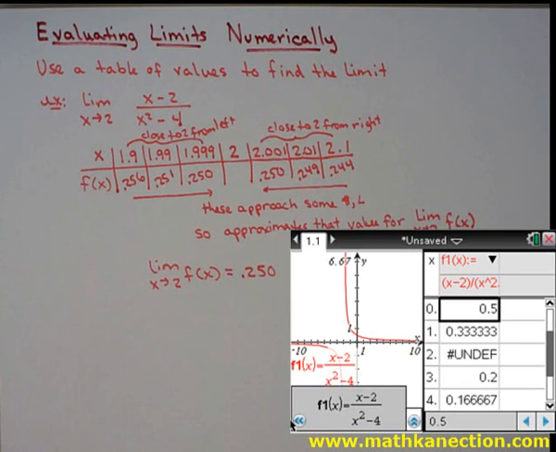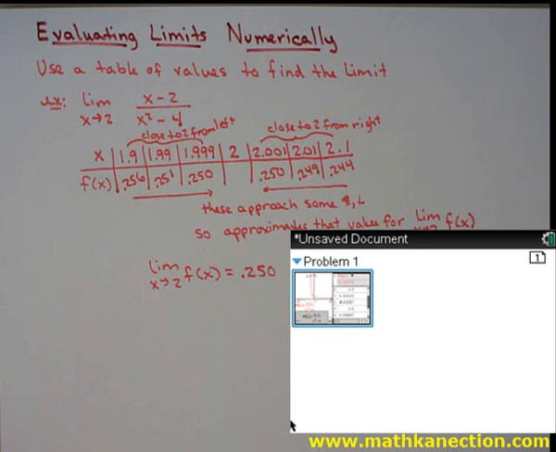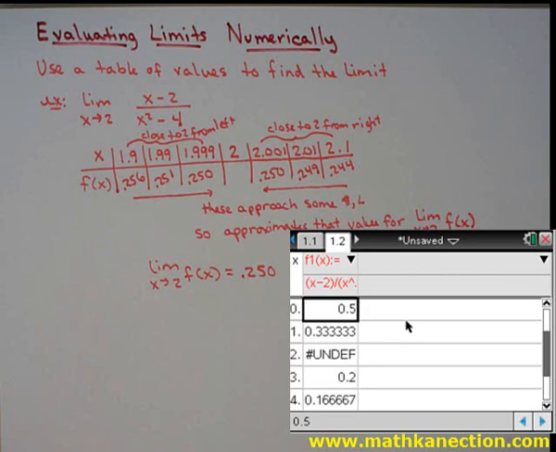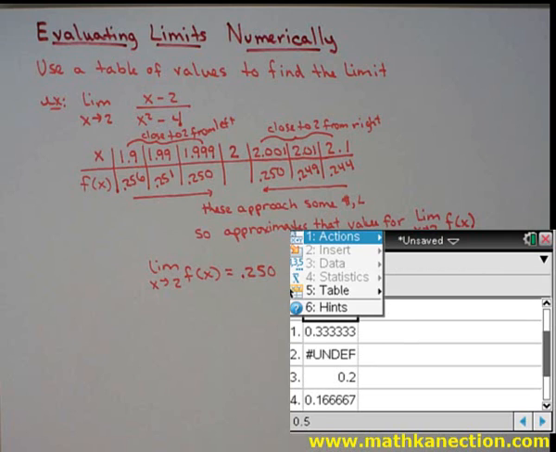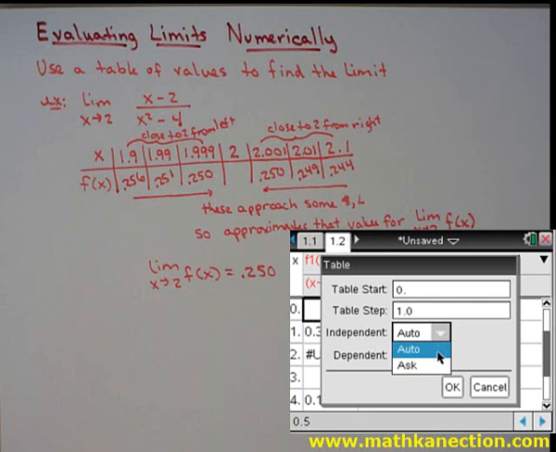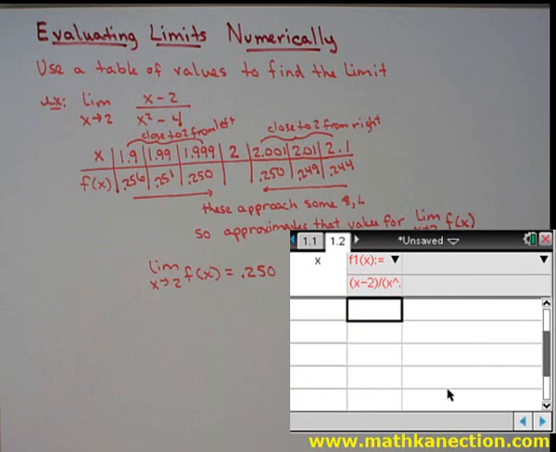Using the TI Inspire, we can set up a table by using Control T, then using Control and the up arrow, then menu, you can ungroup the table. Going into the table, then under your menu, you can edit the table settings, and then set up your independent variable to ask, and then you can type in the values for x, starting with the 1.9, and recording those values in the table on your paper.